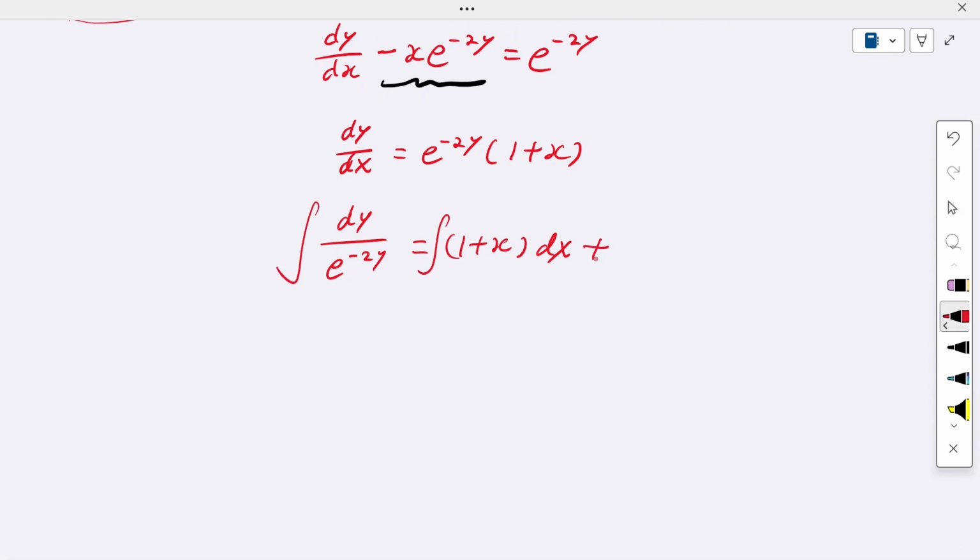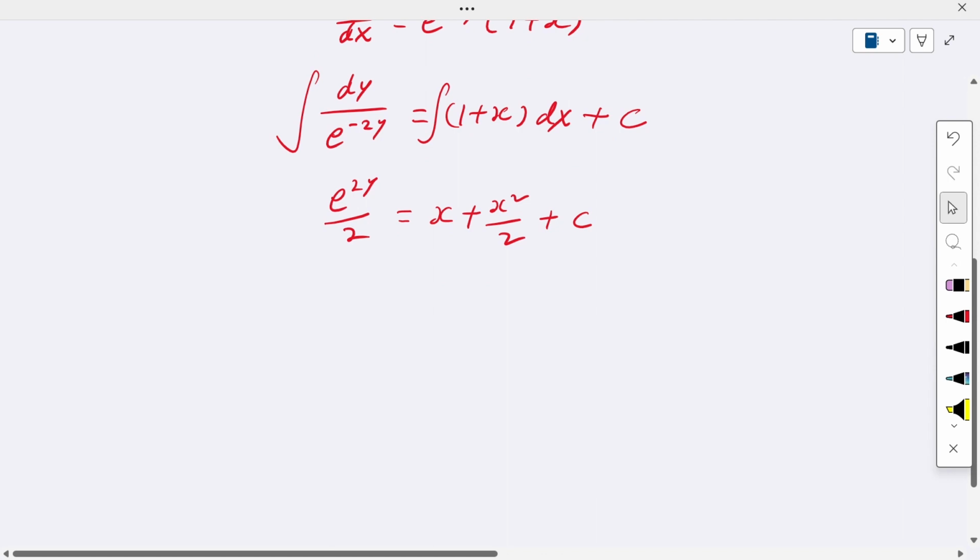Okay, so now we're going to do the integrations on both sides. Okay, so here we have plus c. So on the left side, when we do the integration, we are integrating with respect to e^(2y). So we have e^(2y) divided by 2. And on the right side, this is equivalent to x plus x squared divided by 2 plus c.